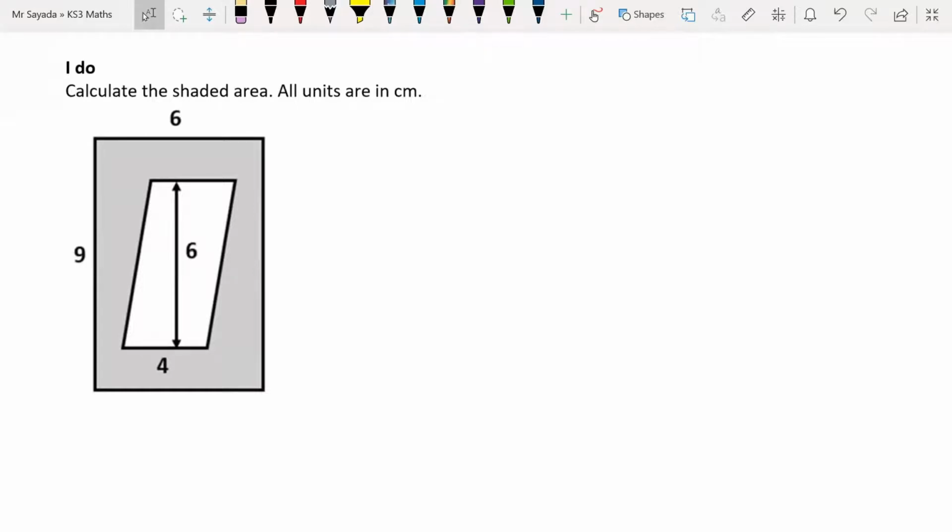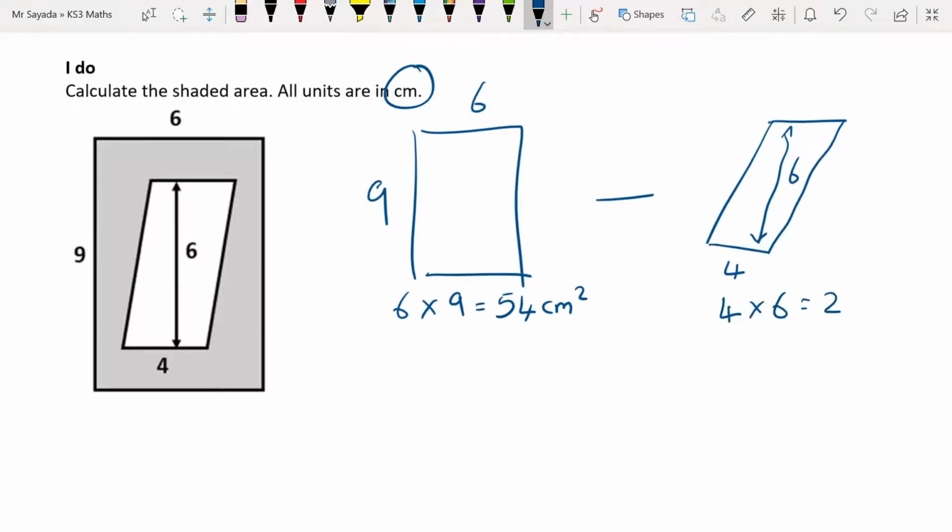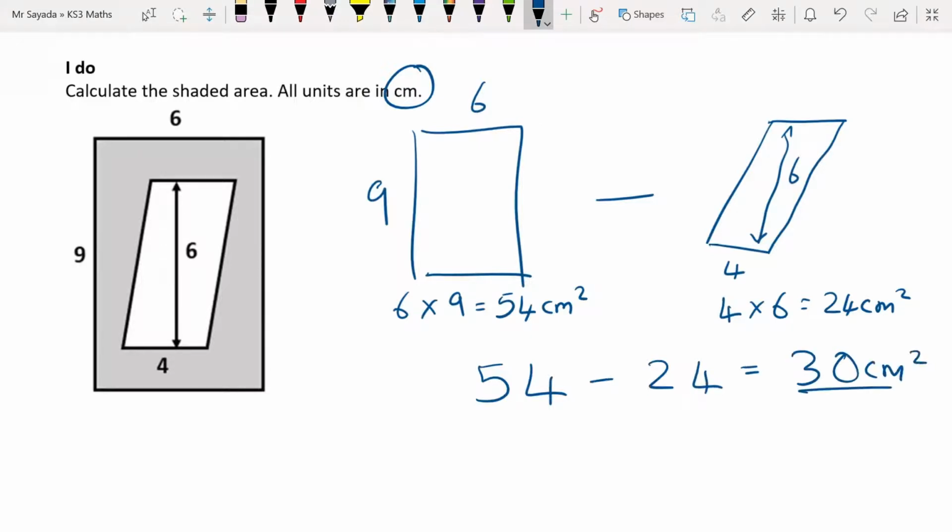You should have now read this example, so I'm going to do it fully by myself. So we have the rectangle, which is a 9 by 6, and we are cutting out from that this parallelogram here. And the parallelogram has a base of 4 and a perpendicular height of 6. So the area of the rectangle is 6 times 9, which is 54 centimeters squared. The area of the parallelogram is base times height, 4 times 6, which is 24 centimeters squared, which means the shaded area will be the area of the rectangle minus the area of the parallelogram, which leaves us with 30 centimeters squared.